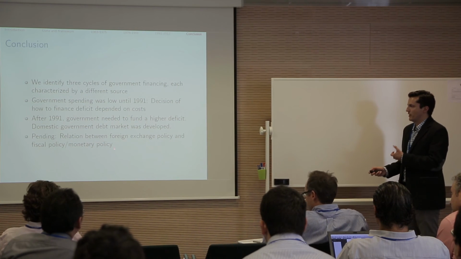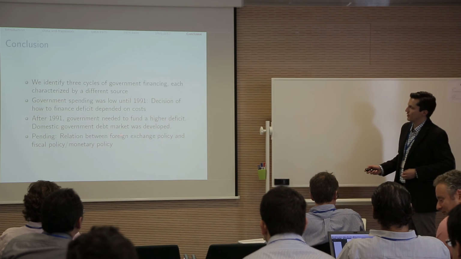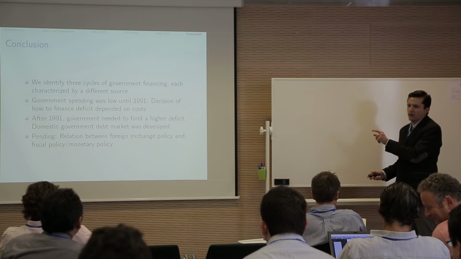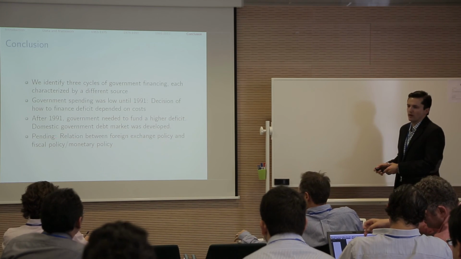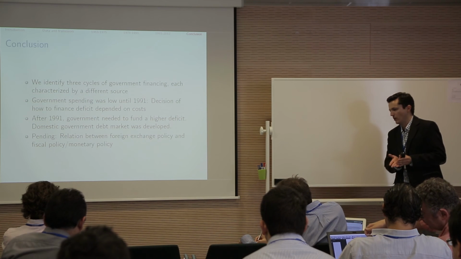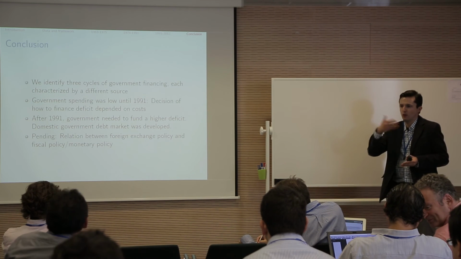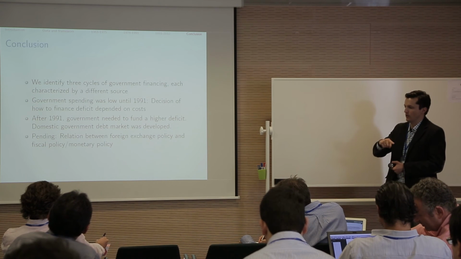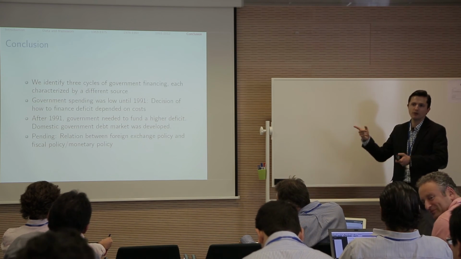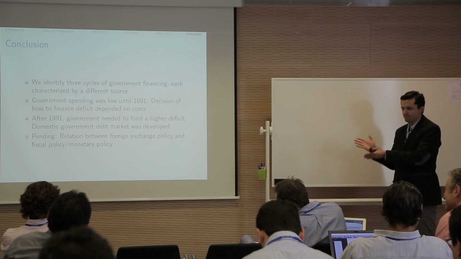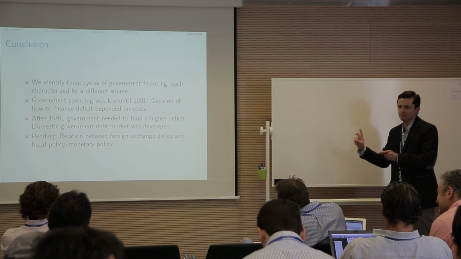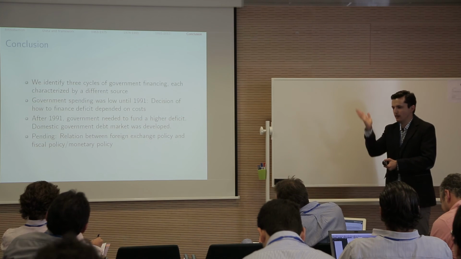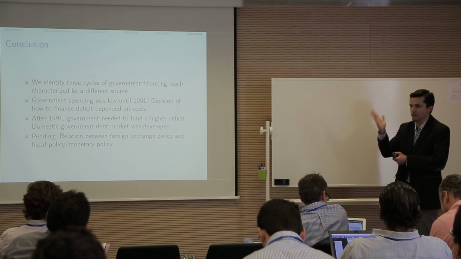And one thing that is pending that we want to explore more is the relation between foreign exchange policy and the fiscal and monetary policy. In particular, in the 80s, when the crawling peg steepened, so where the devaluation steepened, and that coincided with some years where the fiscal deficit increased a lot. So there might have been some optimal decision there to make the devaluation steeper.